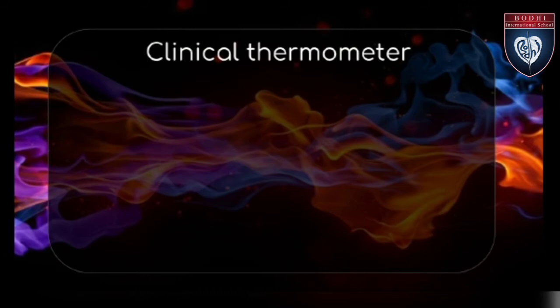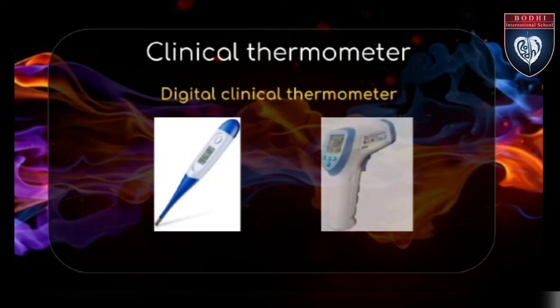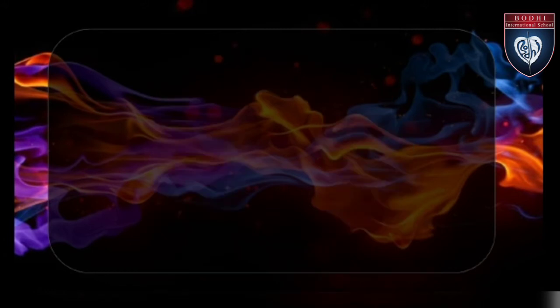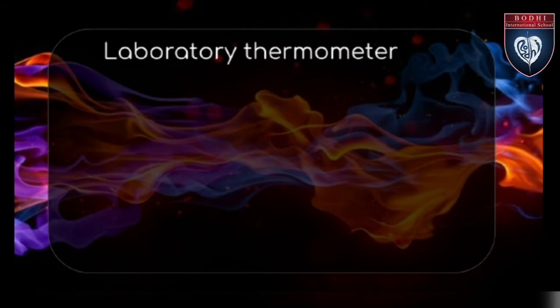There is a lot of concern over the use of mercury in thermometers. Mercury is a toxic substance and is very difficult to dispose of if a thermometer breaks. These days, digital thermometers are available which do not use mercury. The normal temperature of the human body is 37 degrees Celsius.